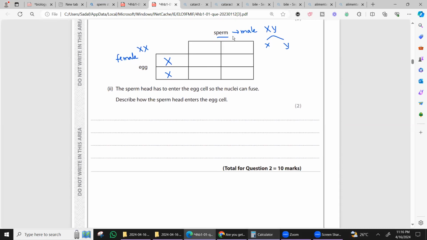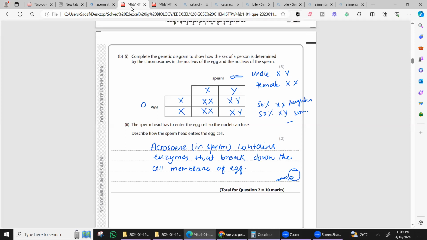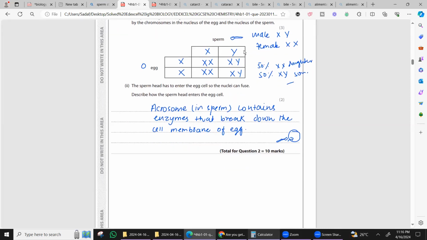The sperm head has to enter the egg cell so the nuclei can fuse. Describe how the sperm head enters the egg cell. In the sperm head, there is an acrosome which contains enzymes, and it breaks down the cell membrane of the egg. This is how any one sperm can enter the egg. And after that, there are some changes again in the cell membrane of the egg so that it prevents other sperms from entering the egg.